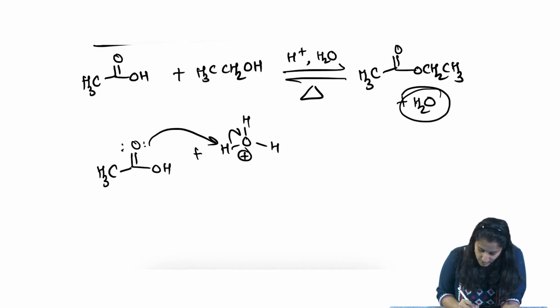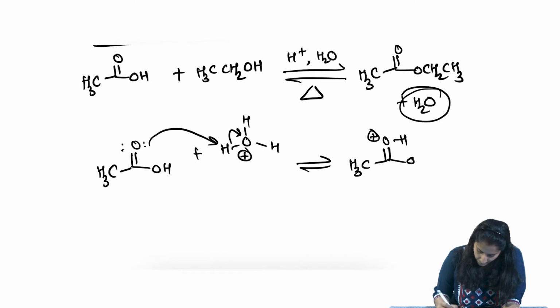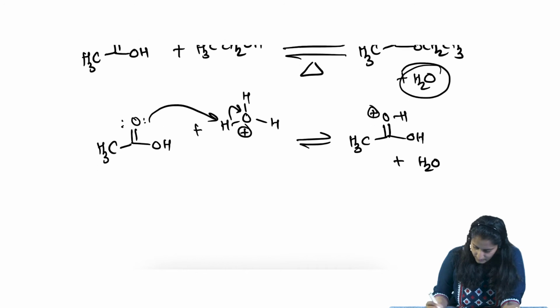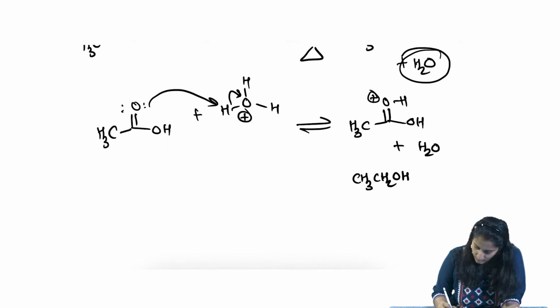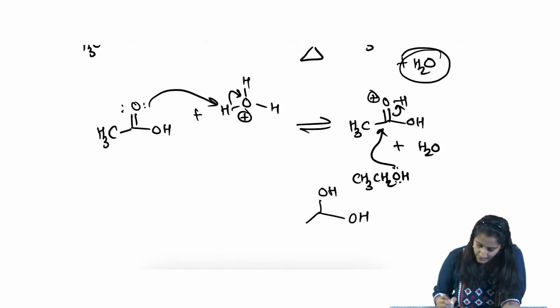Remember, the oxygen here is going to get protonated, and we will form this, and water. Now, we have ethanol as our nucleophile here. It is going to attack it here, open it up. Again, you have a tetrahedral intermediate.